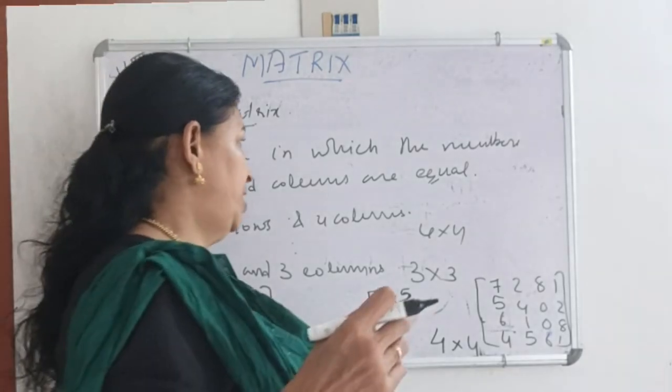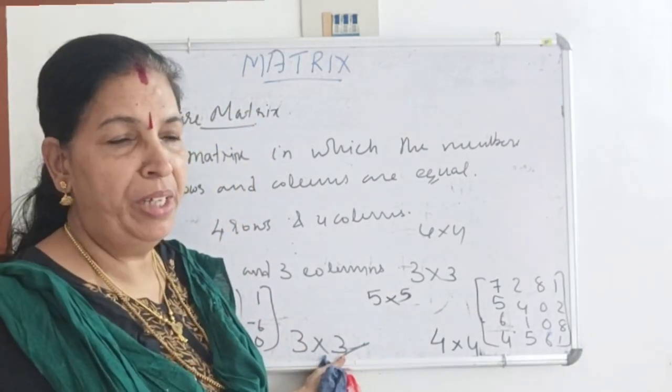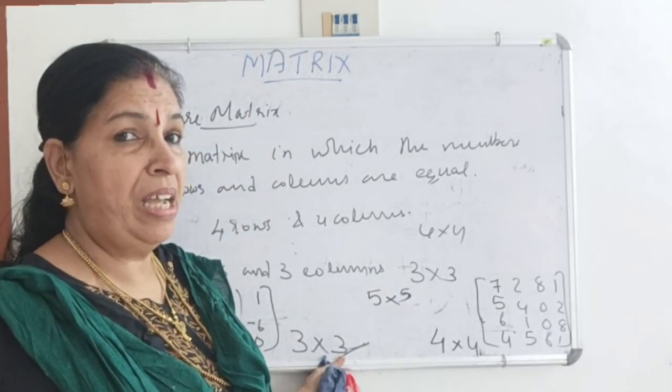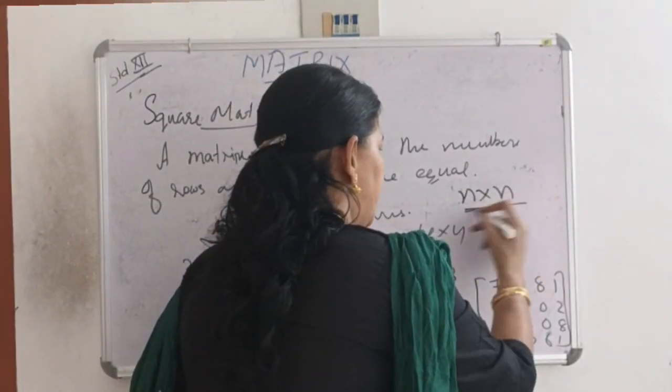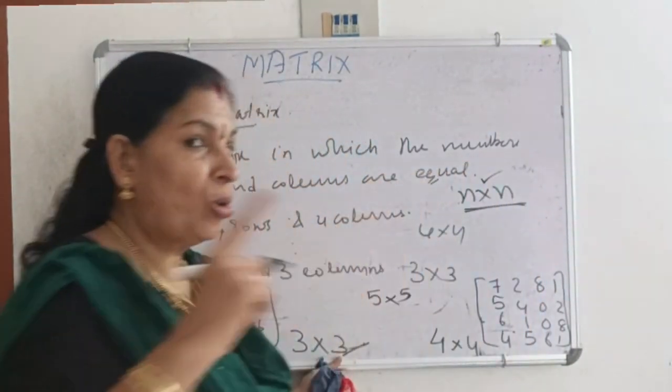In general, a matrix having n columns and n rows, that is n rows and n columns, is a square matrix of order n by n.